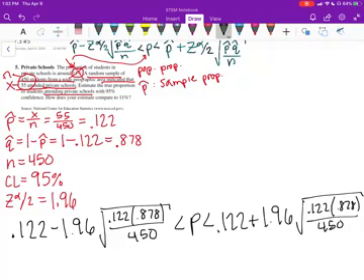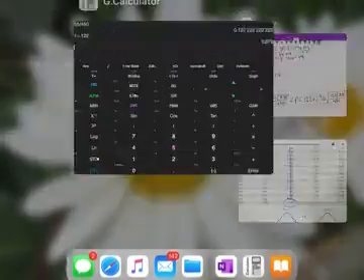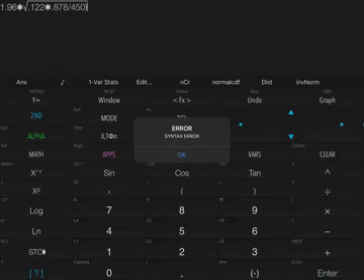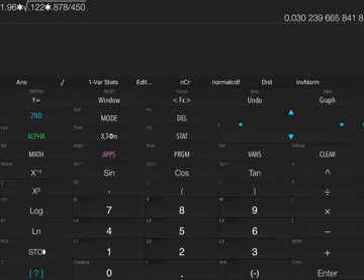So now let's plug that into our equation. Let's plug in this part first. So we want to plug in 1.96 times square root of 0.122 times 0.878 divided by 450. Okay, let's go plug that in. So we have 1.96 times the square root of 0.122 times 0.878 divided by 450. Oh, we don't need that parenthesis. So we get 0.030.